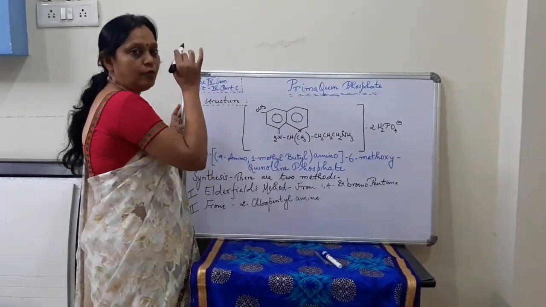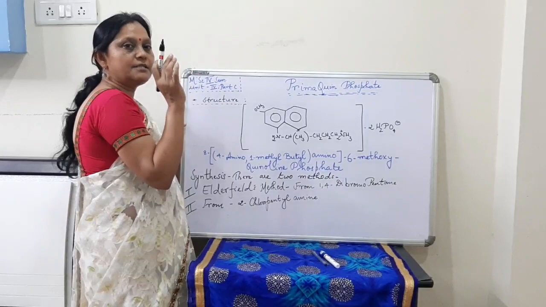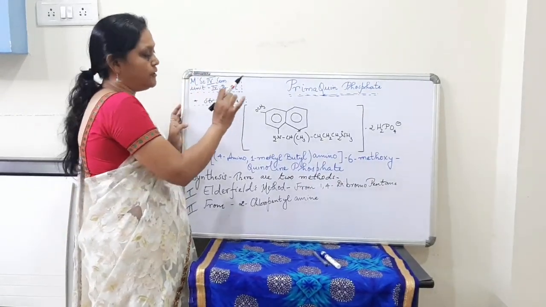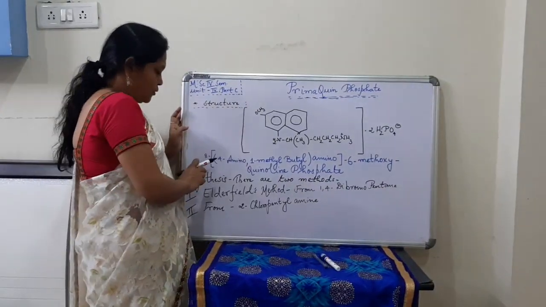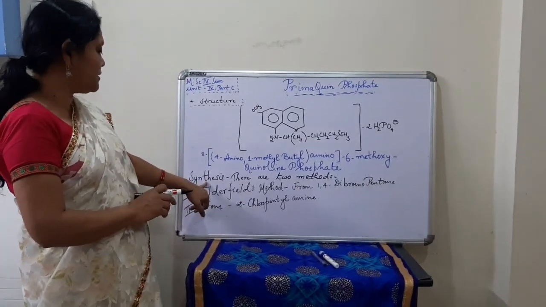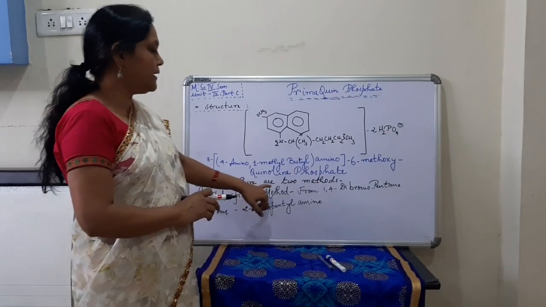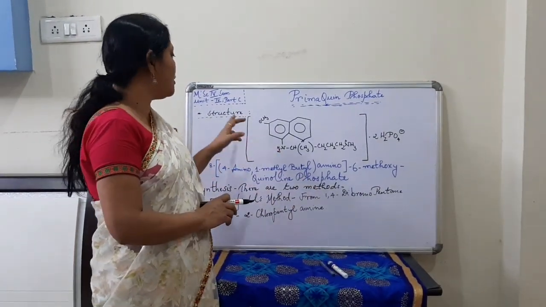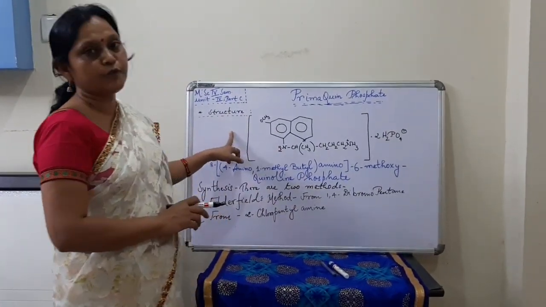So as I have told in my previous video that the change is only in the side chain. Nucleus is the same. So to know about its synthesis and property, first we start with the first point, that is synthesis. There are two methods to prepare or to synthesize primaquine phosphate.